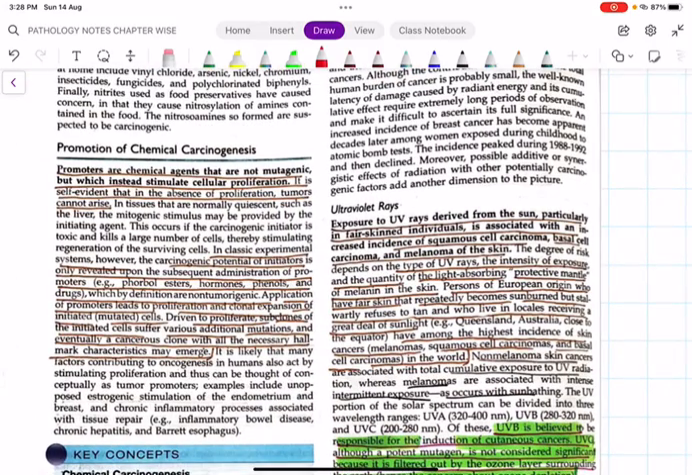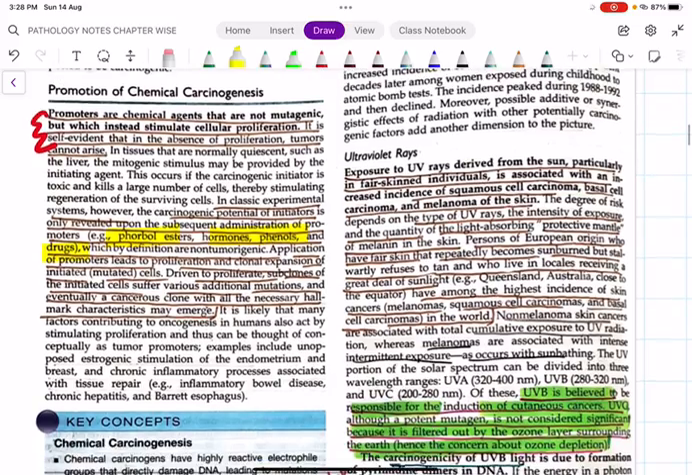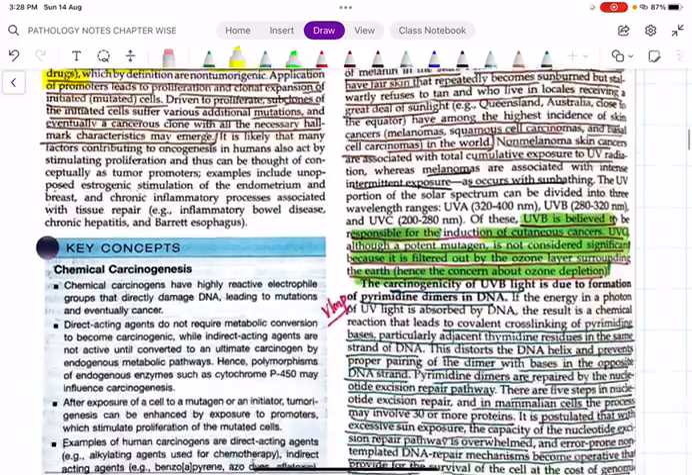Then coming to the promotion of chemical carcinogens, what are promoters? They are not mutagenic, but they will stimulate cell proliferation. In the classical experimental system, some of the best examples of promoters, you should know this: phorbol esters, hormones, phenols, and some other drugs. They don't directly cause mutation, but at the same time they will stimulate cellular proliferation. Just for completion's sake.